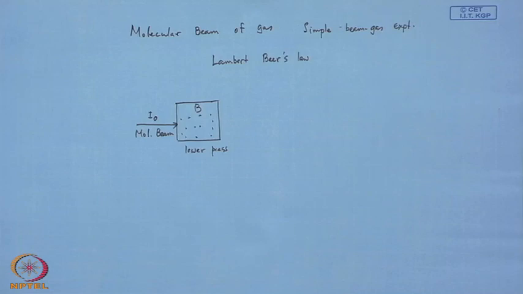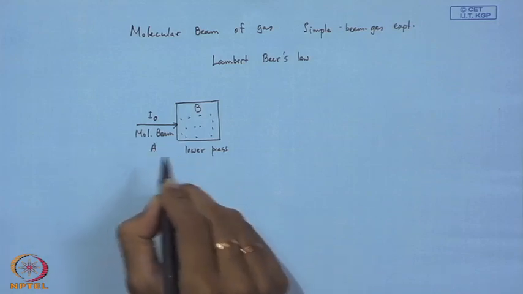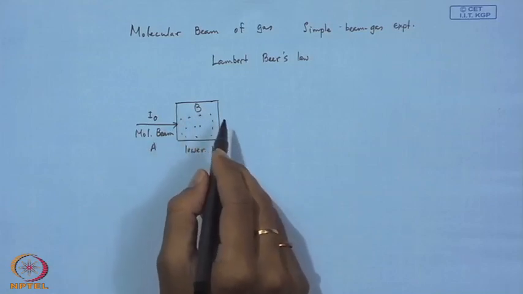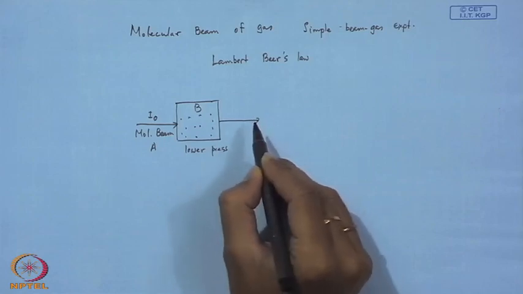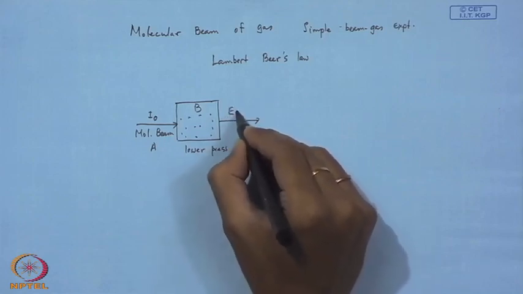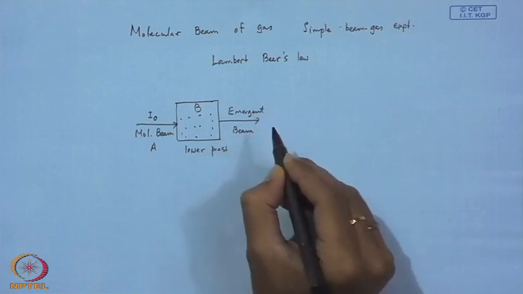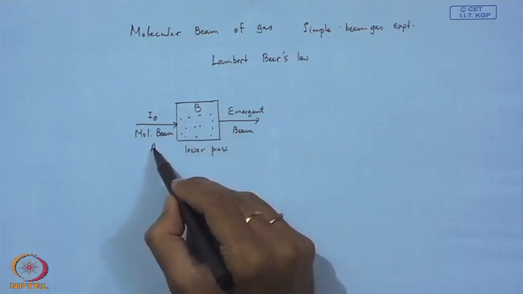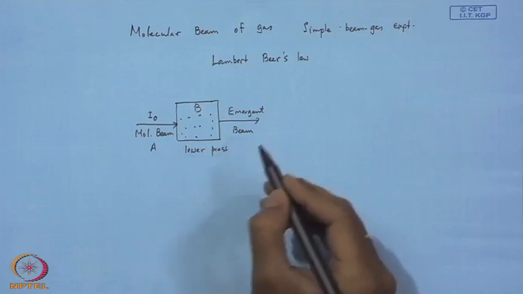If there is a reaction, then this A molecule will no longer remain A, okay, it will combine with B. So, the emergent beam, this is the emergent beam, okay. Emergent beam will consist of A, unreacted B and AB, okay.